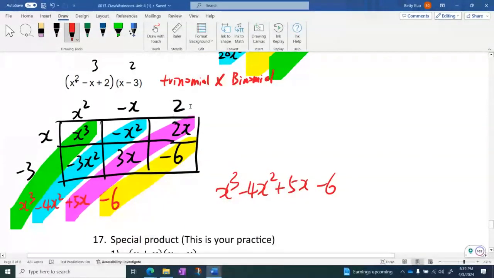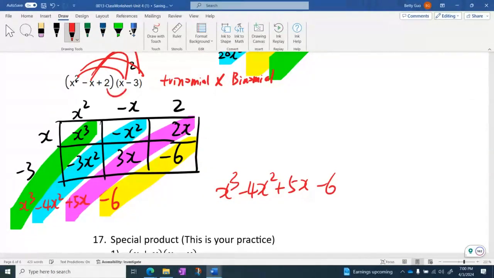So this is how we multiply a trinomial by a binomial. We can use the box method. Of course, you can use the repeated distribution method. You can do this: 1, 2, 3, 4, 5, 6. You have 6 terms in the expansion, and you simplify the 6 terms and then combine the like terms.